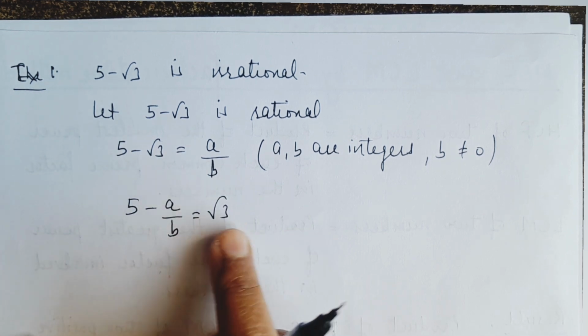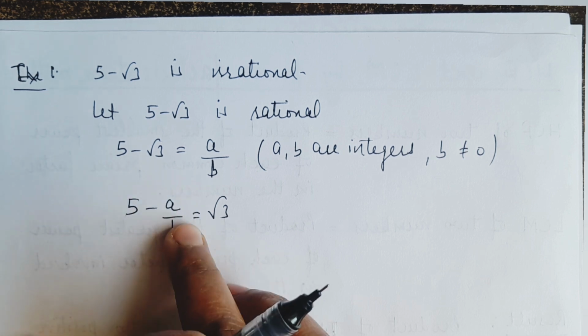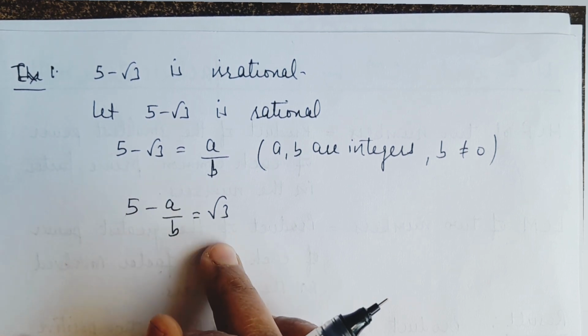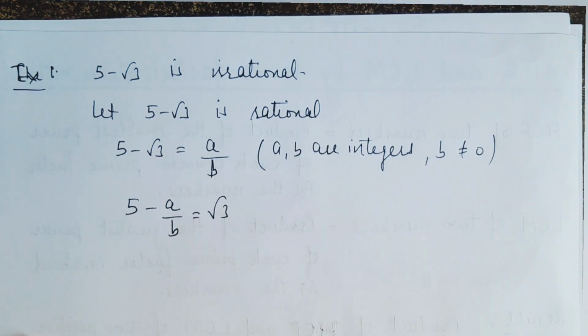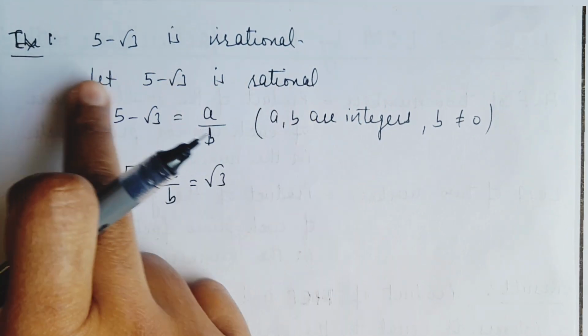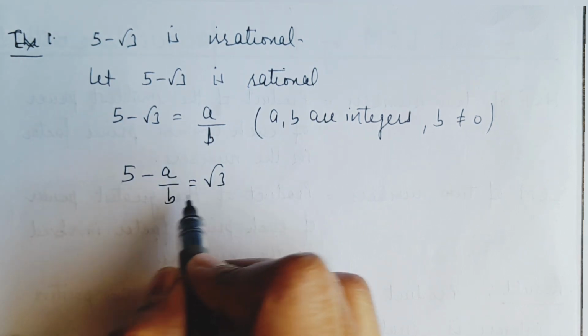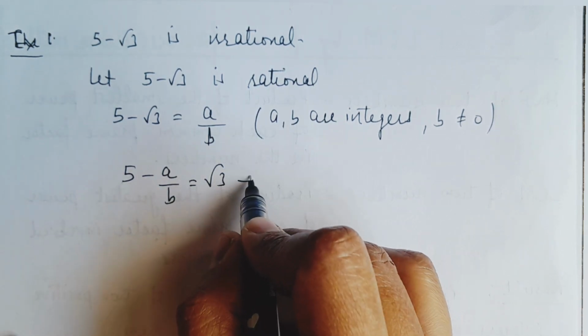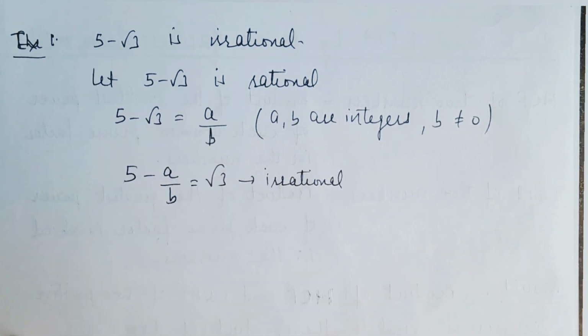Now we know that root 3 is an irrational number. The left side is rational, so they can't be equal. A rational cannot be equal to an irrational. So our result is a contradiction, which means our assumption is wrong and we get this as irrational. Now the right side, we completely know it is irrational. Root 3 is irrational. We can prove it similarly to root 2.